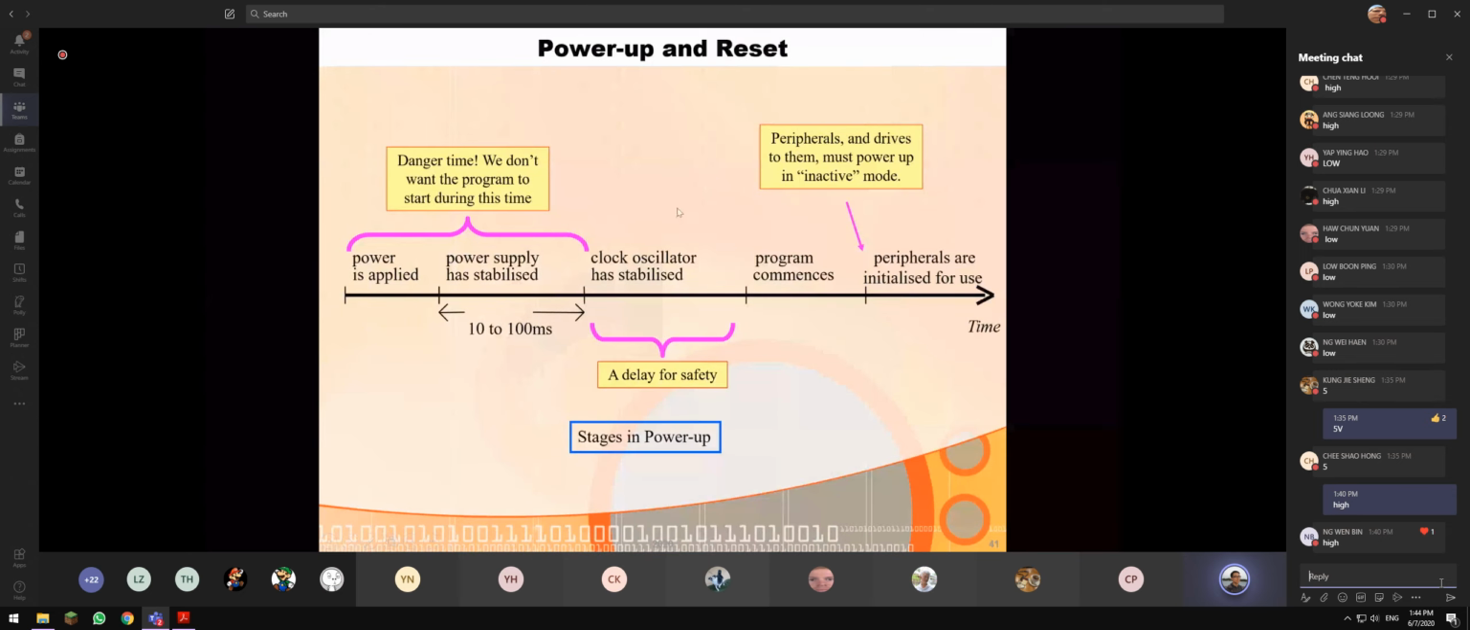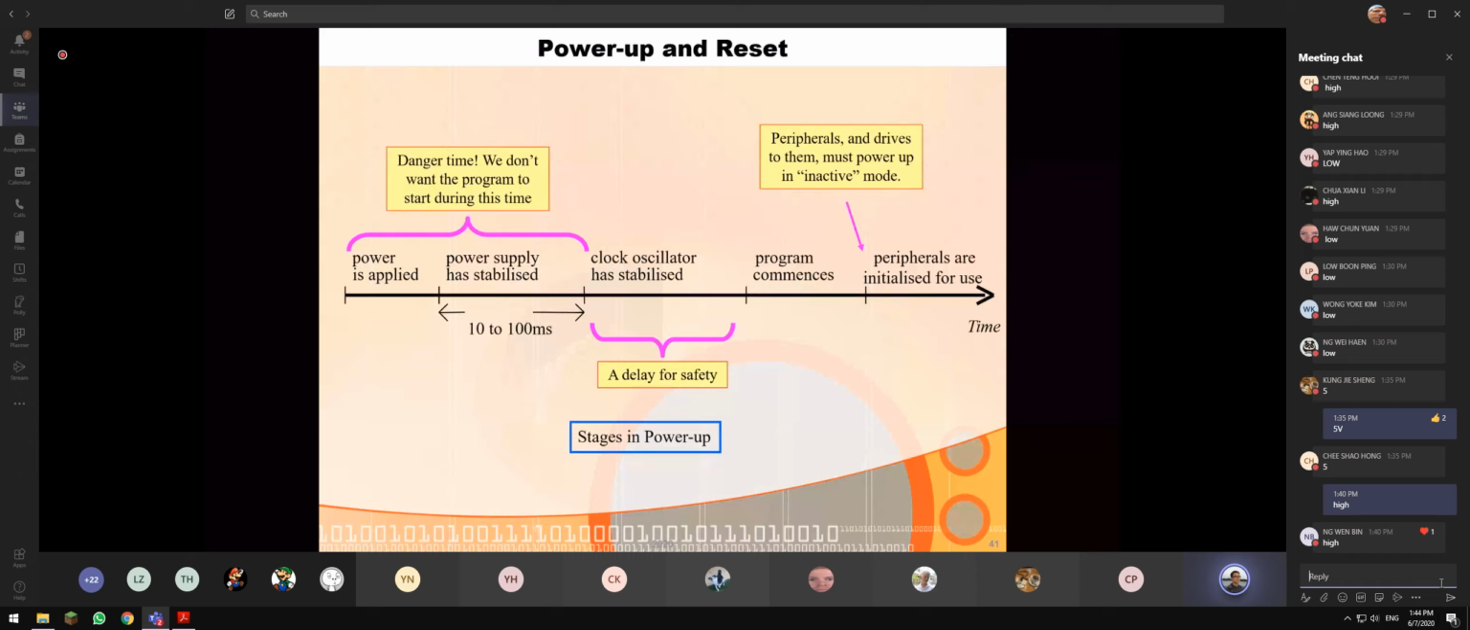And then power on reset, definitely, class. When power is applied, you don't want the program to start during this time. So make sure it's stabilized, then only reset. Okay class, remember this.